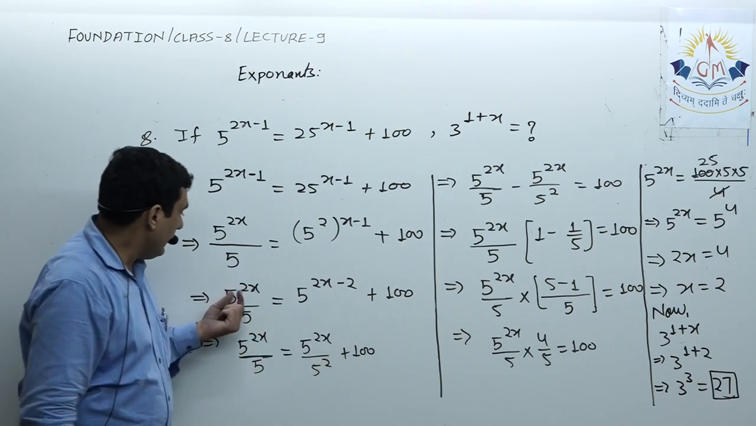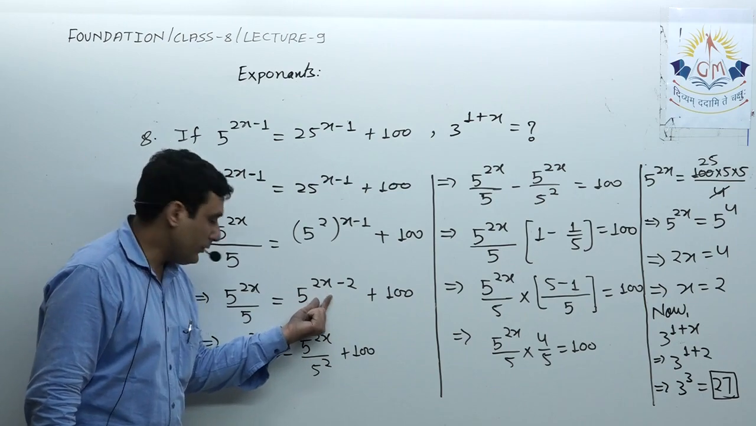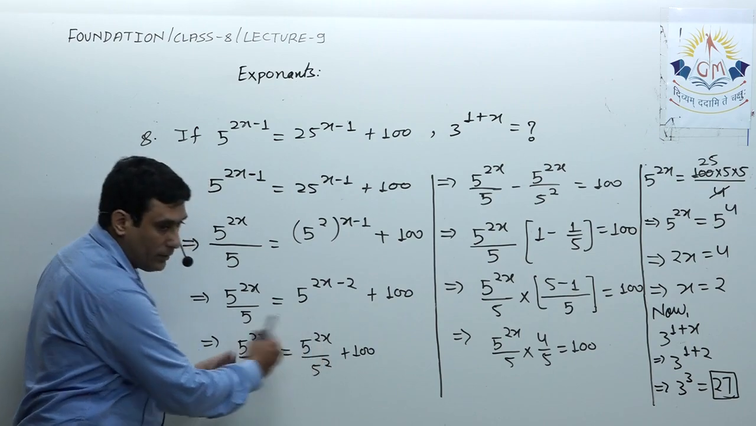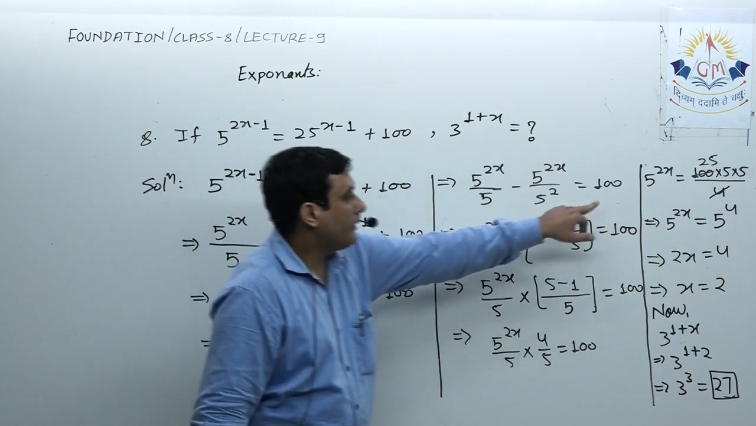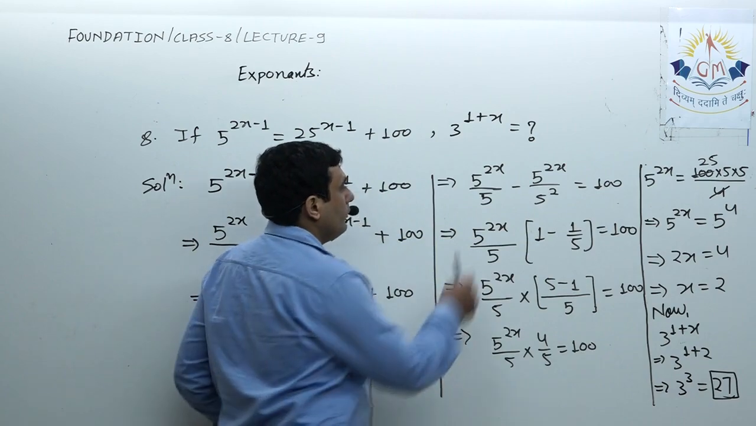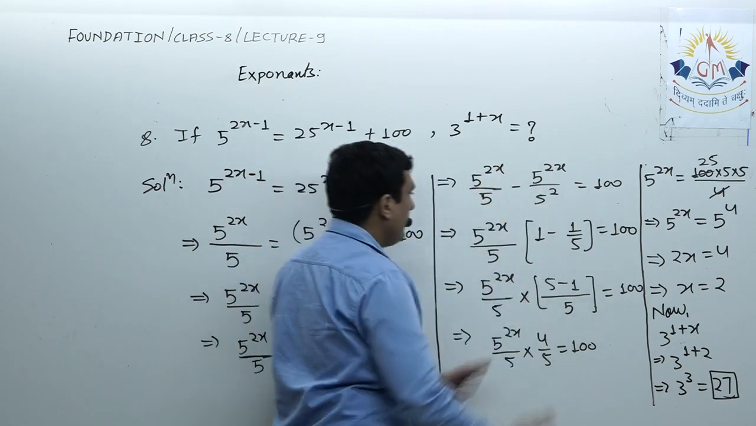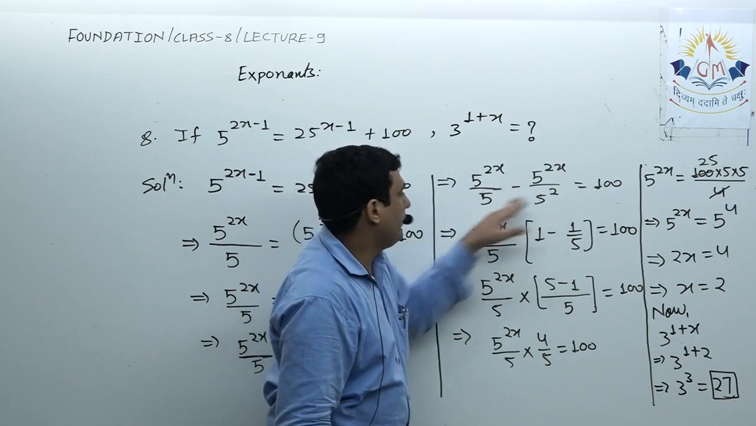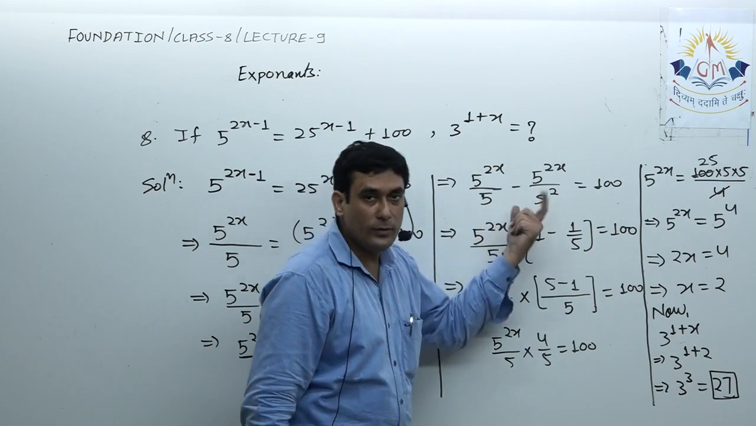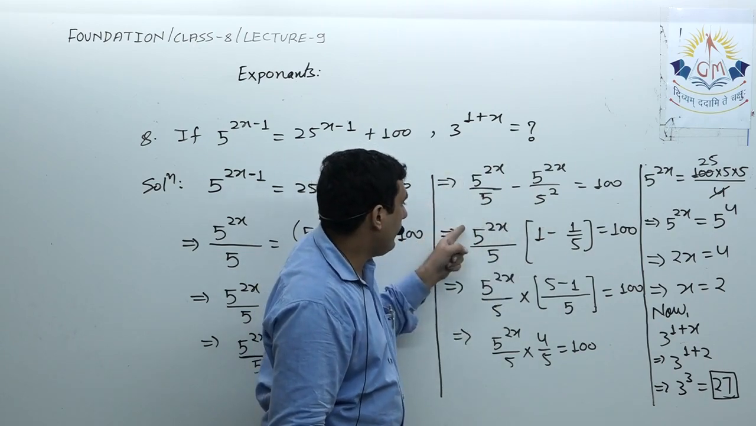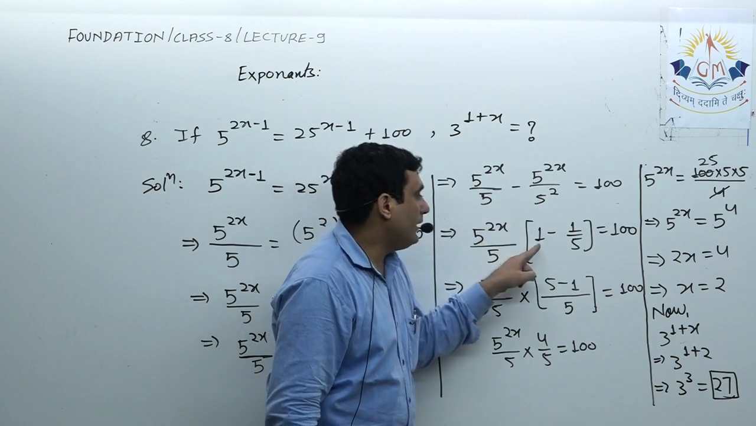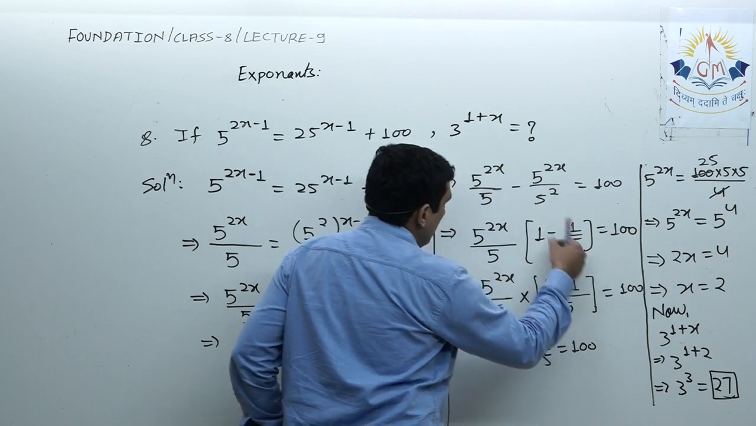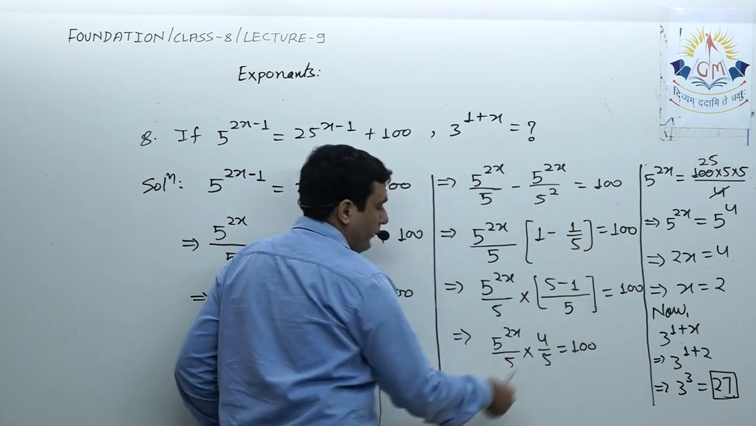Then here it was 5 raised to 2x. Here again it is 5 raised to 2x upon 5 square. So I took the terms containing x on the same side, and on the right hand side only 100 is left. Now from this, I see there isn't any law which has a minus sign and bases like this. So now I have to take something common, which is common over here, 5 raised to 2x upon 5. After taking common I am left with 1 minus 1 upon 5. Over here I took LCM and I got 4 by 5.